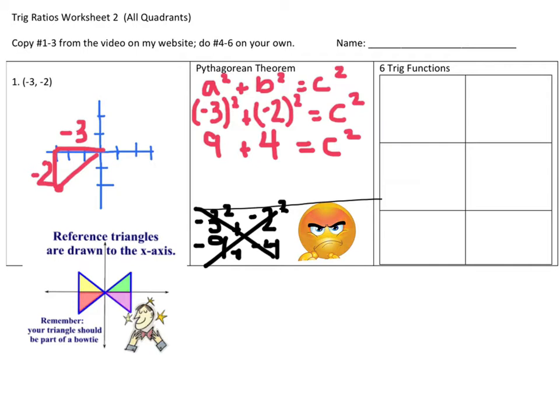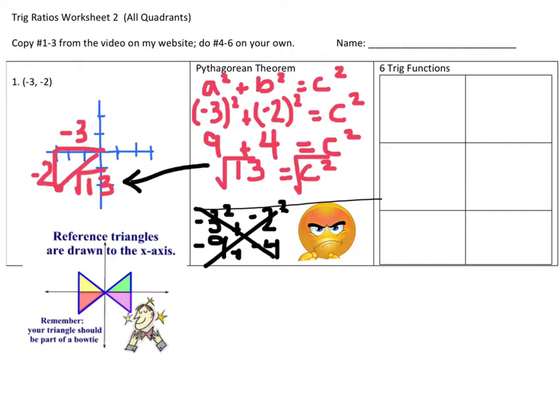Okay, back to our problem. 9 plus 4 is 13, and that is not the length of the hypotenuse. You have to square root that. And since 13 does not have a perfect square, we're going to leave it as square root of 13. So label your hypotenuse with the square root of 13.